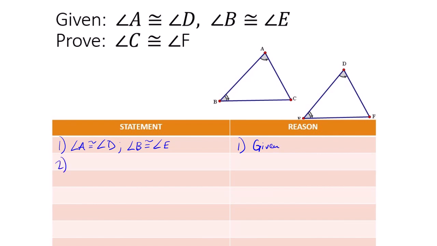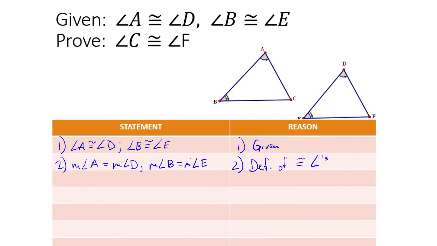So what can we say with that? Now I want to convert to measures because I'm going to end up talking about the triangle sum theorem, which says that the sum of the angles of a triangle is 180. So I'm talking about measures, and I want to break these down to their measures. I'm going to say measure of angle A is equal to the measure of angle D, and the reason is definition of congruent angles. If angles are congruent, their measures are the same. For the same reason, measure of angle B is equal to the measure of angle E.